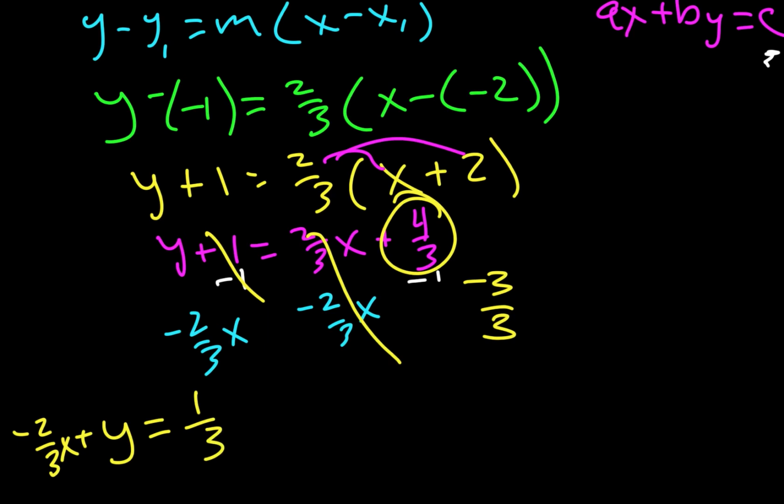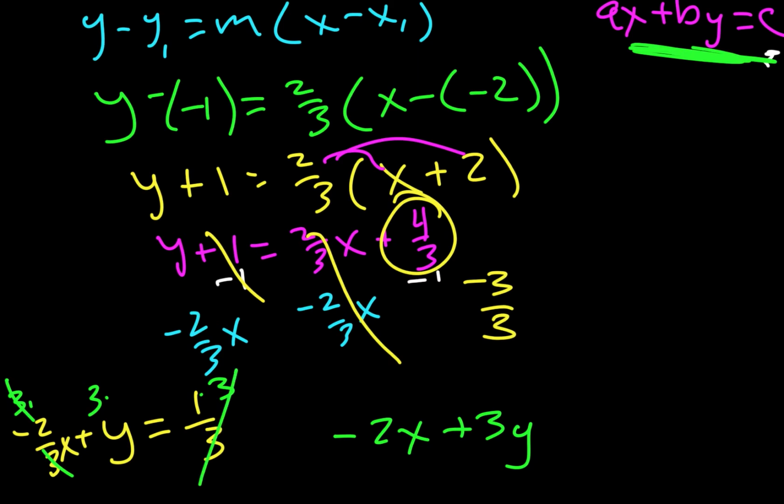Okay, with general form, we need our a and our b to be whole numbers or integers. And so since we have a fraction right here, we need to multiply everything by the denominator. Okay, so this 3 cancels this 3. We're left with negative 2x. 3 times y is going to be 3y. And then the 3 and the 3 cancel. And so we're left with a 1.